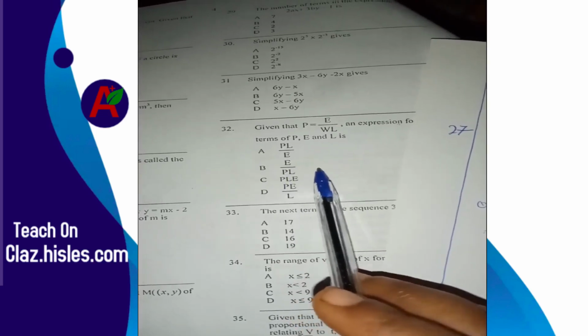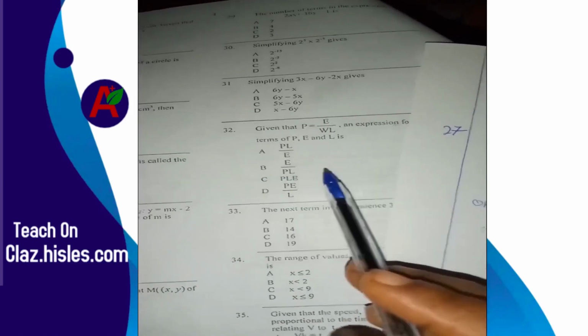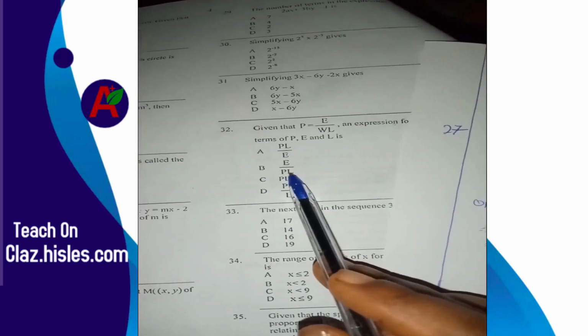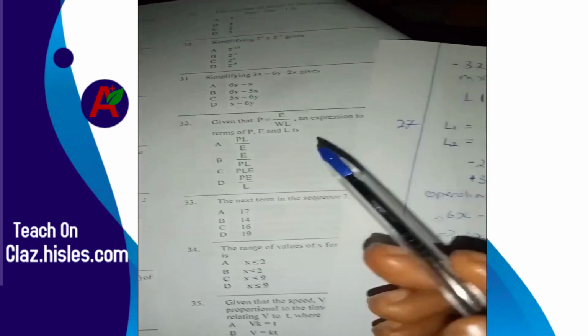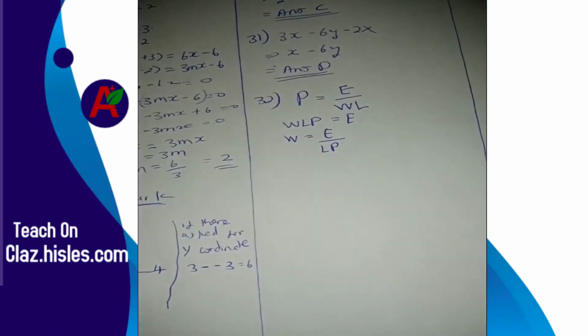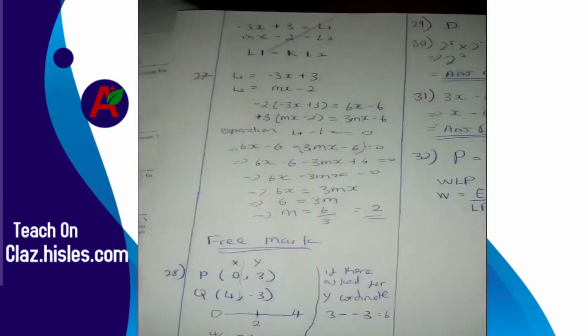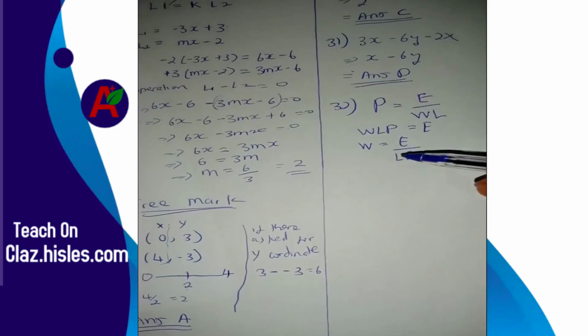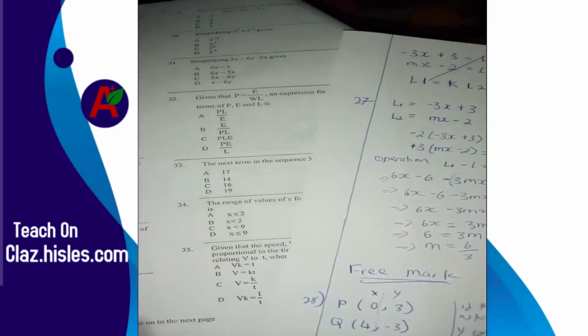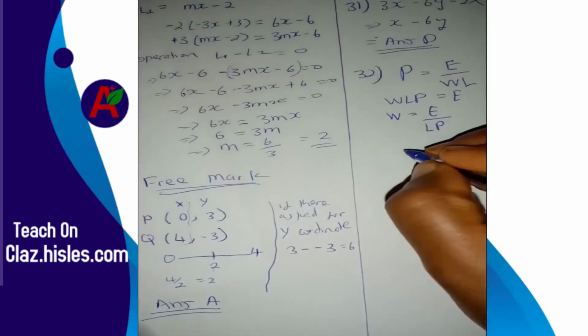So our answer is B, because don't forget P times L will still give us the same answer as L times P, as multiplication is commutative. PL is the same as LP when it comes to multiplication. So the answer for number 32 is B.